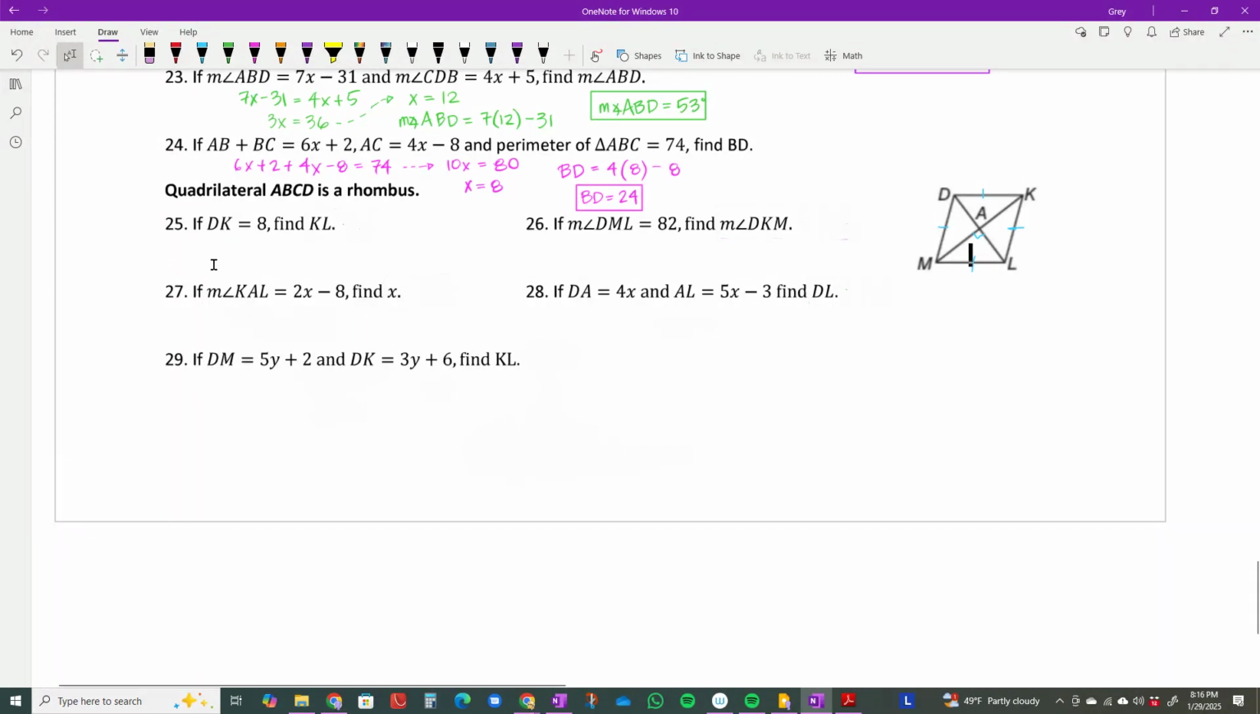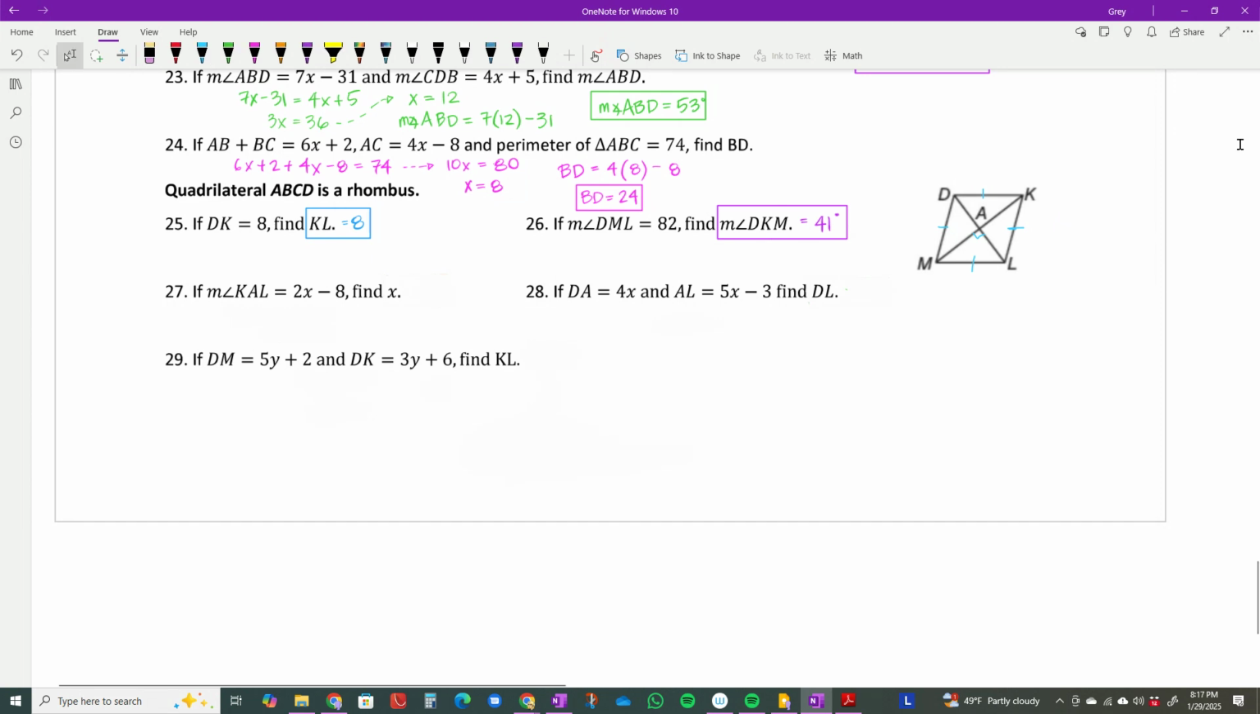So if DK is 8, then what is KL? Yeah, it's 8. Measure of angle DML. If DML is 82, what is DKM? Okay, so I didn't put that on the diagram, but remember that the diagonals of a rhombus bisect opposite angles. So DKM is half of one of those angles. So if I know DML is 82, then I know DKM is 41.